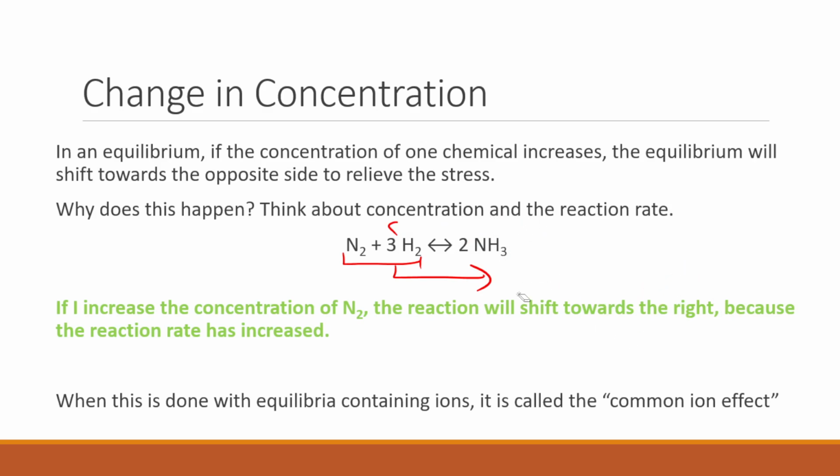As a result of this shift, as a result of me adding more N2, I'm going to make more NH3, and I'm going to use up more N2 and H2. Because for a while, the forward reaction happened more than the reverse, I'm going to get a buildup of NH3 and a decrease in N2 and H2.